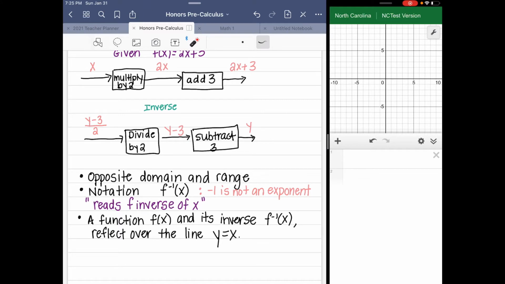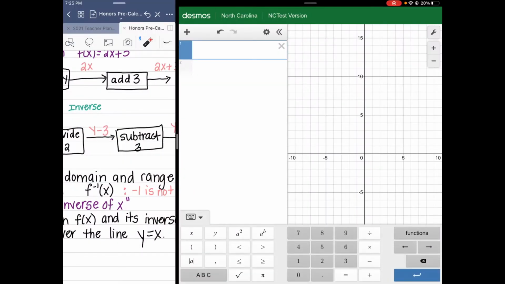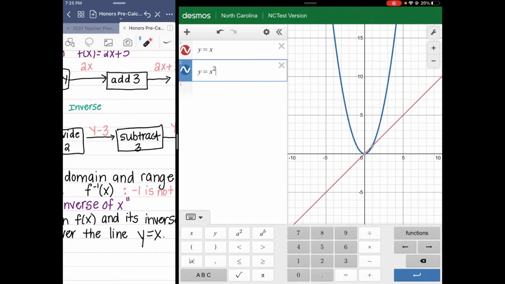All right, and the last thing, and the one that is really going to be helpful in determining, is when you have a function and you have its inverse, it will have a reflection over the line y equals x. So let's look at it graphically for a second. So if I have the line y equals x, let's say that I start with the function y equals x squared.